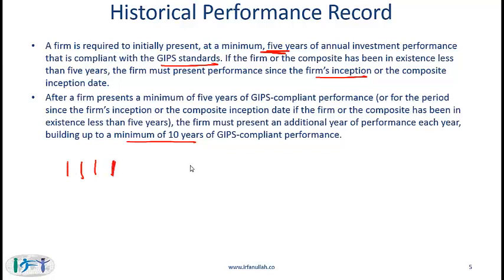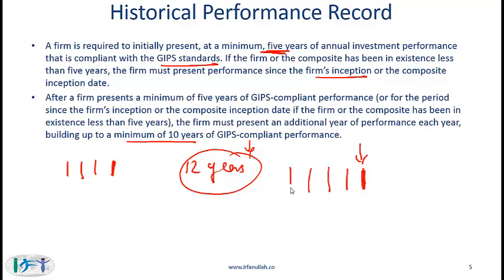If the firm has been in existence for, let's say, 12 years, then the firm needs to present initially a minimum of 5 years of annual investment performance. So even though the firm has been around for longer, when the firm decides to become GIPS compliant, it needs to present numbers for the last year and basically go back 5 years. After that, over time, the firm keeps adding performance numbers for each year until there is a total of 10 years worth of performance data.